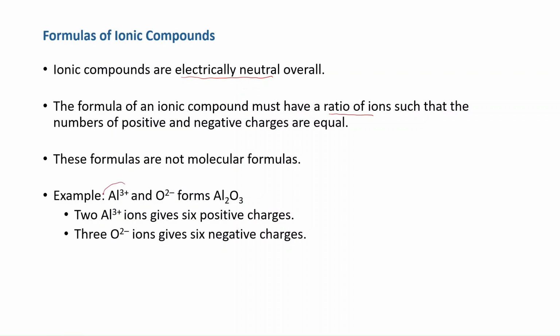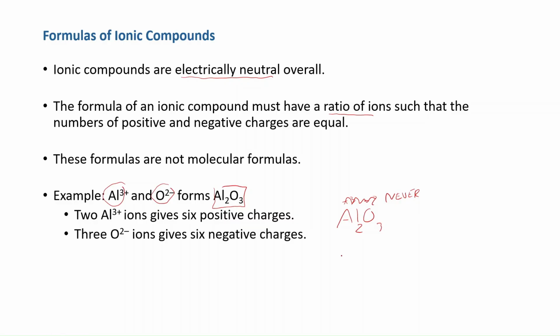So if you have aluminum +3 and oxygen -2, why is the molecule 2 aluminums and 3 oxygens? Because 2 aluminum +3 gives you 6 positive charges, 3 oxygens -2 gives you 6 negative charges, so that equals the number of charges. Please, please, please, I don't know your instructor, but it drives me crazy. I have students who write 2, 3, and then -2. You do not put the charges when you write the formula, okay?